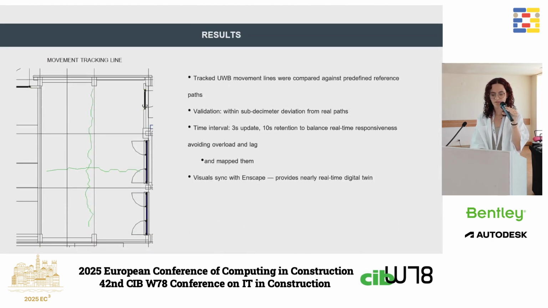As a result, we managed to obtain the data and create a map. This is the movement tracking line we could create. UWB track movement lines were compared with the predefined reference paths and achieved validation within sub-decimeter accuracy. To ensure real-time responsiveness while avoiding system overload, we used a 3-second update interval and retained each position for 10 seconds. These updates were synced with Enscape.